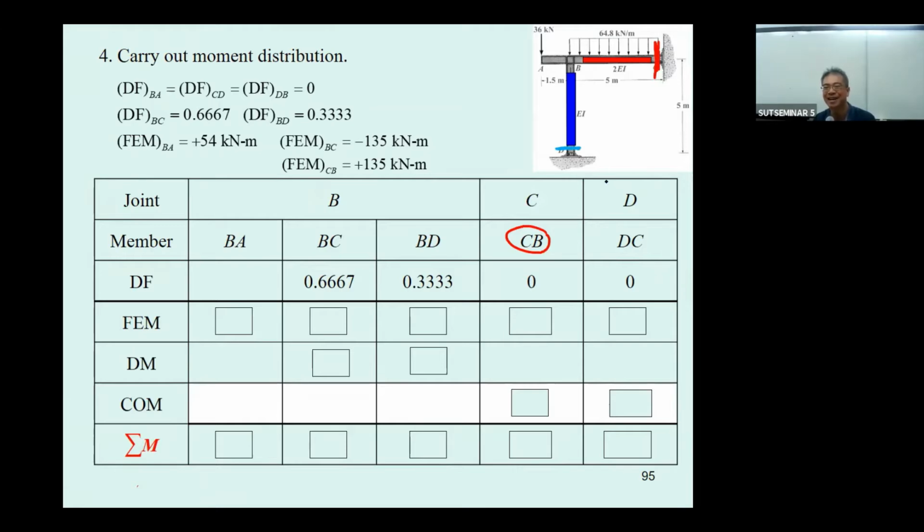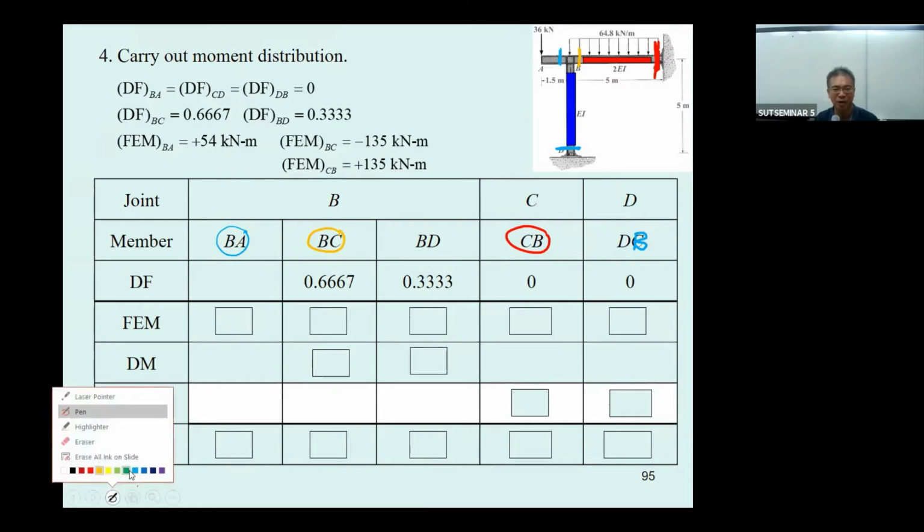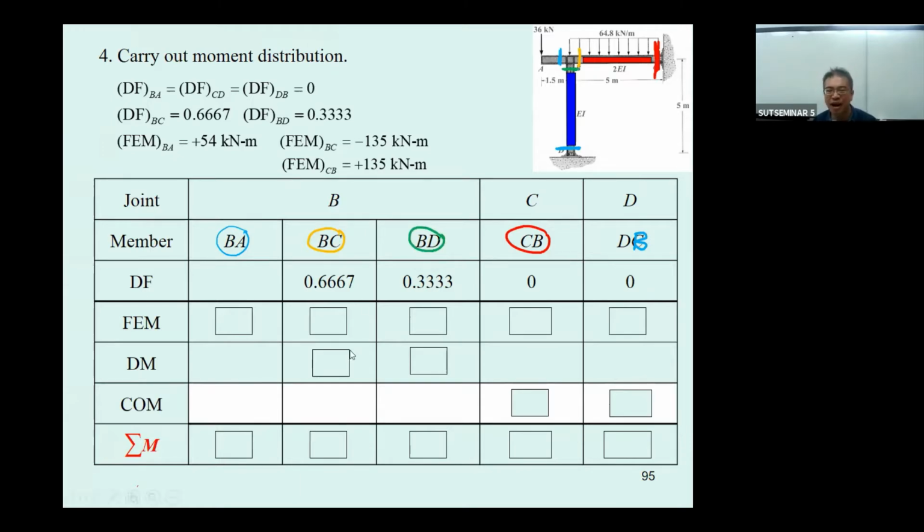This is DB, not DC, DB. Please change it for me also. And then we have this one for BA, and then we have this one for the BC, and the last one you have for this one is the BD, and then consider the fixed end moment that we have.